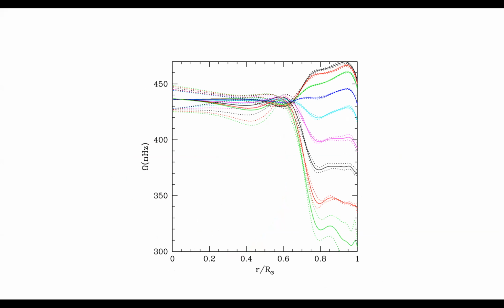But you have fast rotation at the equator, slow rotation at the poles, and roughly constant rotation along lines of latitude until you get to the base of the convection zone, and then you get a narrow shear. And that's what we call the tachocline.